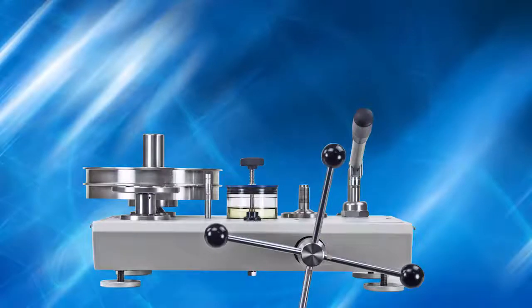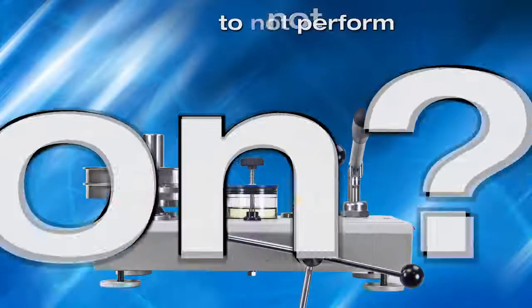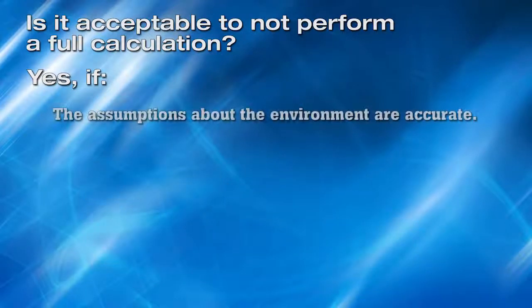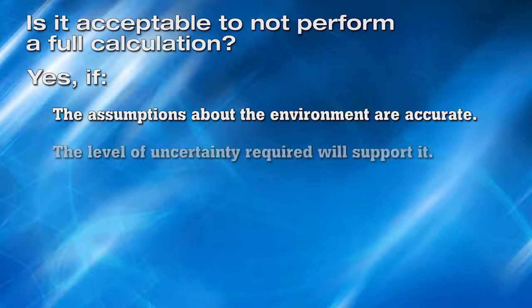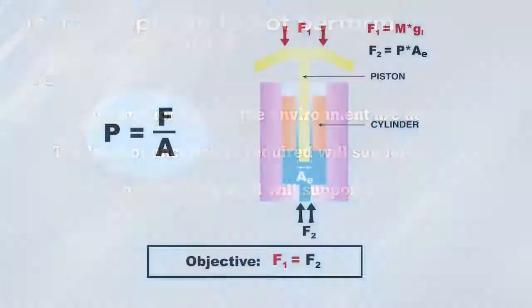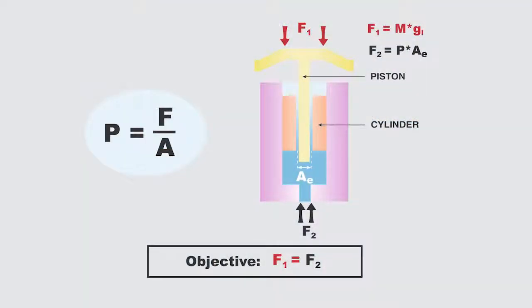One must make a number of assumptions about the environment the pressure balance is being used in. The question then becomes, is it ever acceptable to use a pressure balance in this fashion? Sure, it's quick, but is it right? The answer is yes if the assumptions about the environment are accurate, the level of uncertainty required will support it, and the equipment being used will support it. Let's look first at the assumptions.